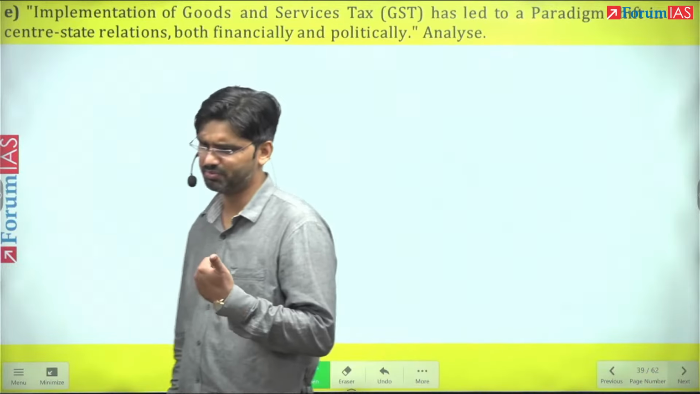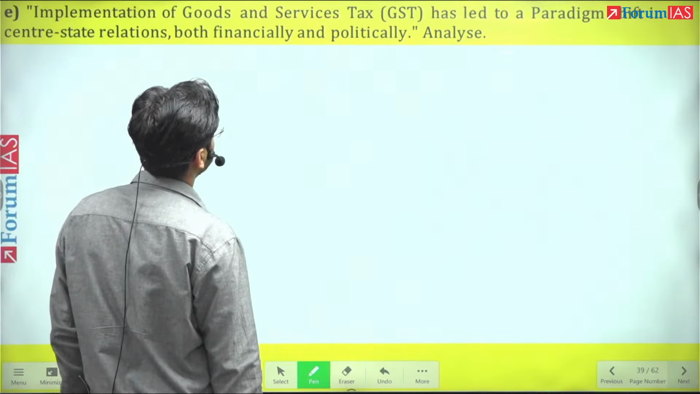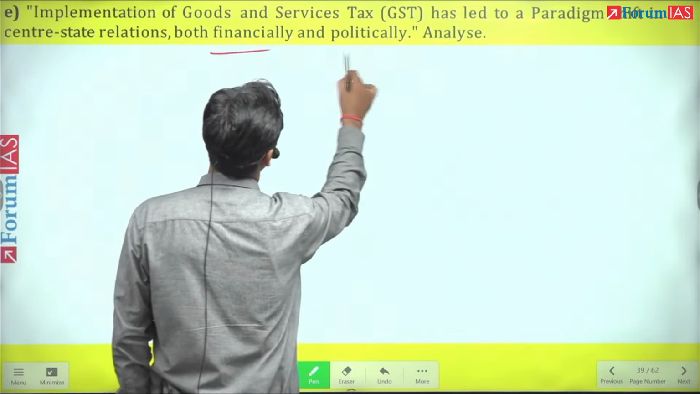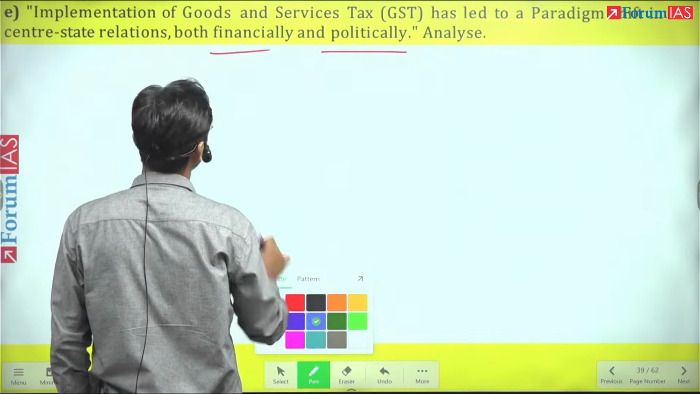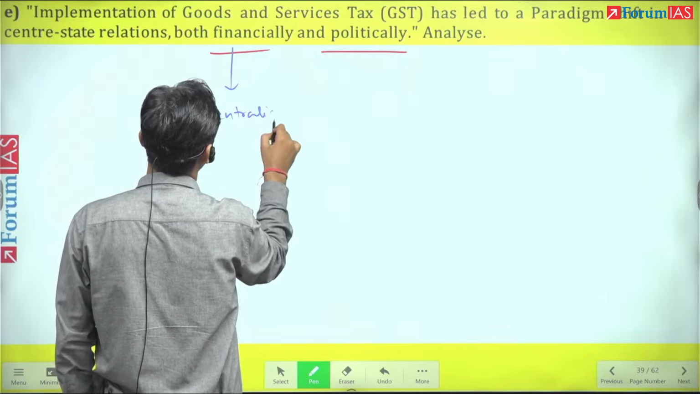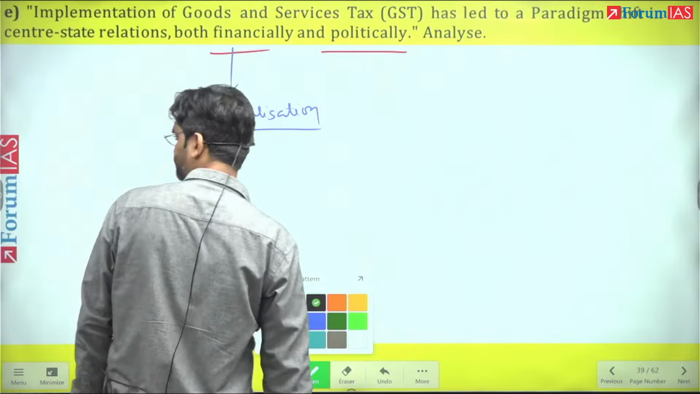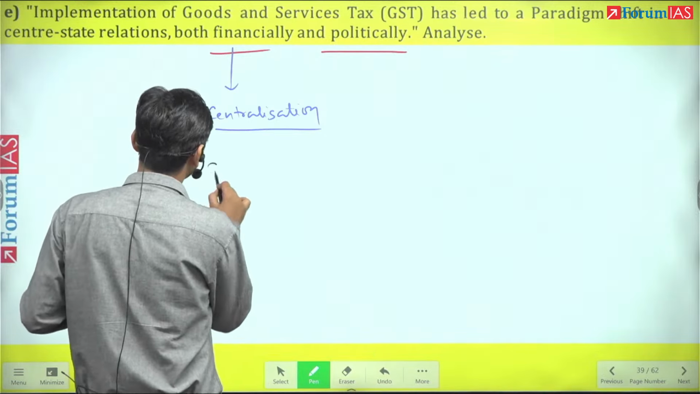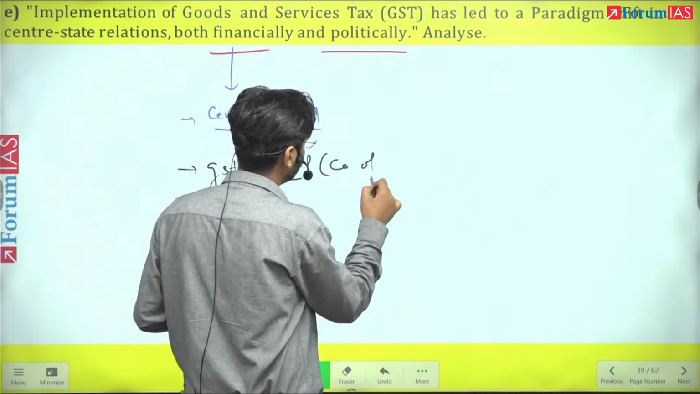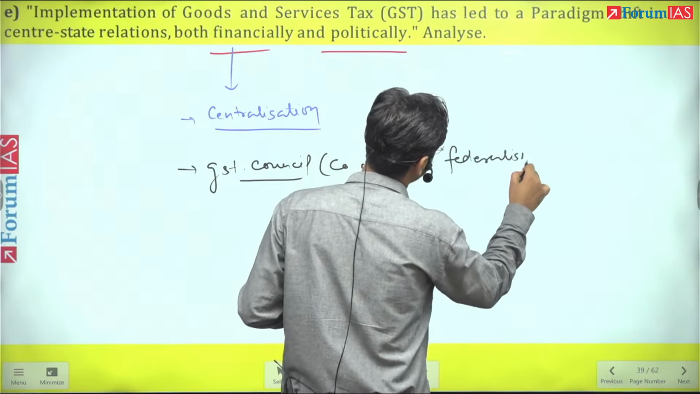See, the biggest thing is political will. Implementation of GST has led to paradigm shift in center-state relation financially and politically. So financially, if we observe, we see centralization in terms of, right? But at the same time, we see bodies such as GST Council, where we see how the cooperative federalism is followed in spirit.